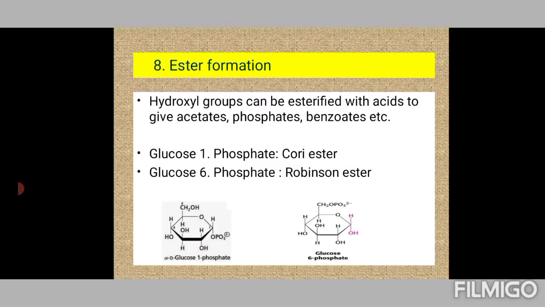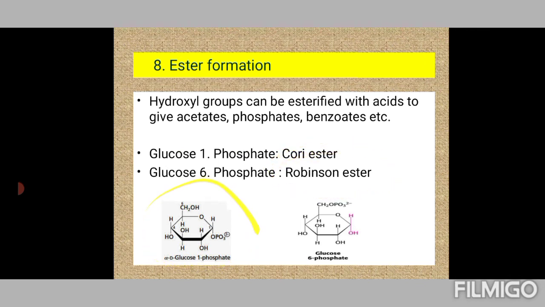Now we move on to ester formation. Here hydroxyl groups can be esterified. Hydroxyl groups in monosaccharides can be esterified with acid groups to give compounds like acetates, phosphates, benzoates, and so on. And among these, phosphates are better known to us because we constantly meet phosphates during metabolic reactions. So one of them is glucose 1-phosphate, which is called Cori ester. Another one is glucose 6-phosphate, called Robison ester.